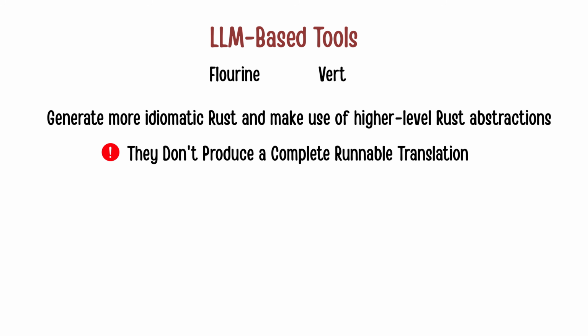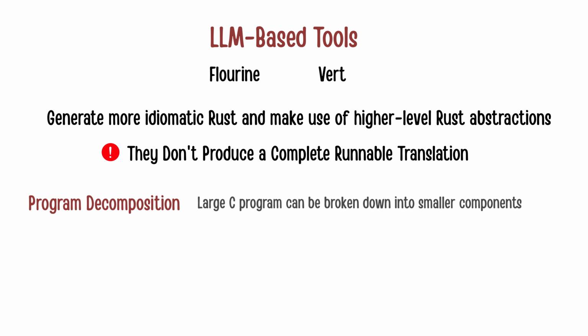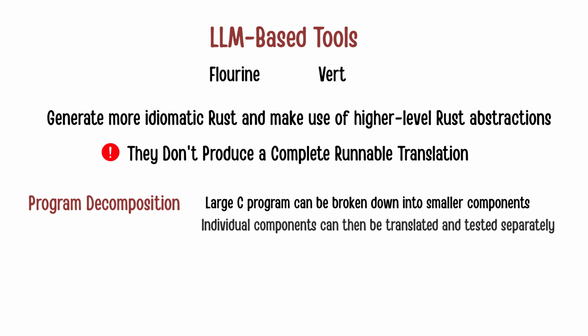Why? The main problem is program decomposition. Both tools assume that a large C program can be broken down into smaller components. Those individual components can then be translated and tested separately. This makes sense because today's LLMs tend to work much better on smaller pieces of code. But real-world C programs aren't always easy to decompose.